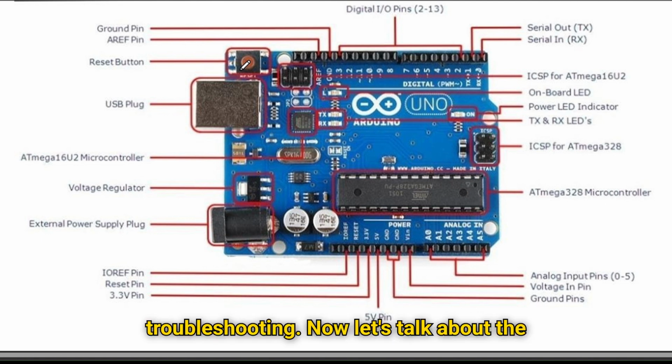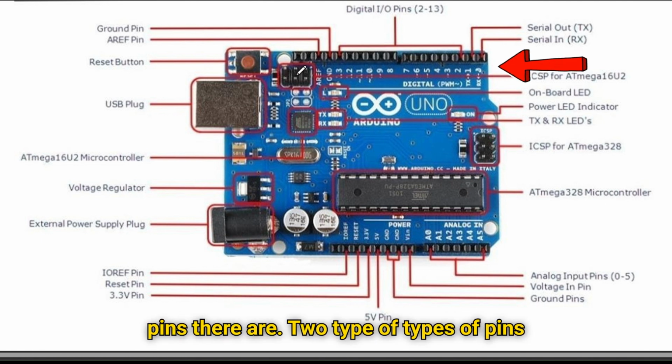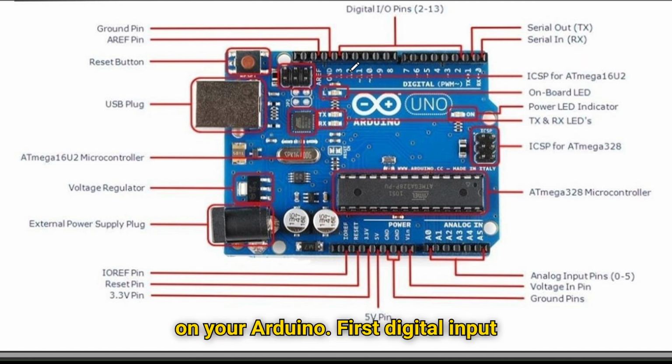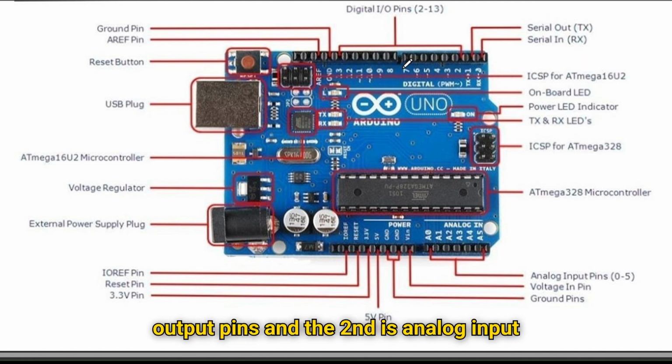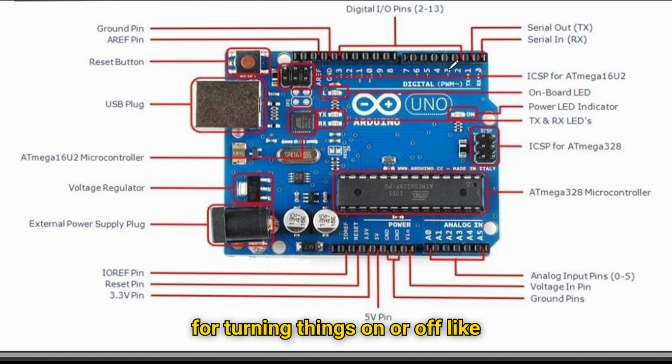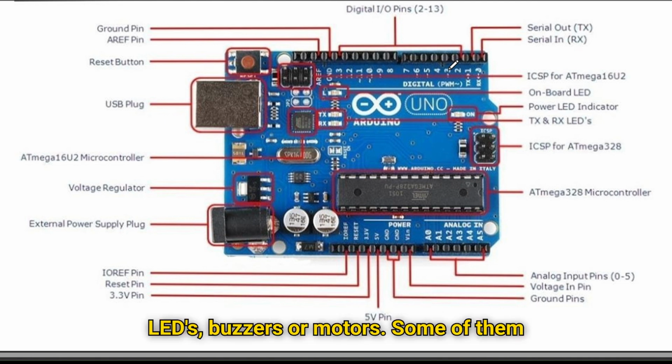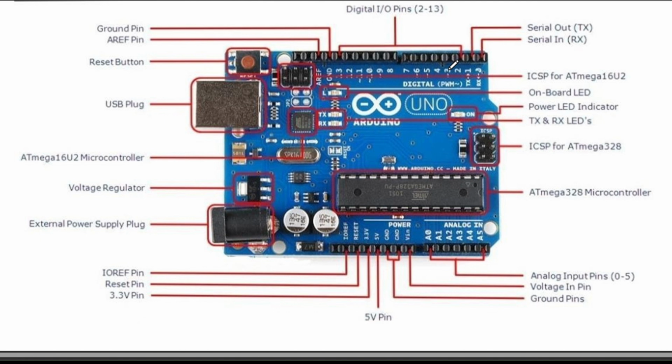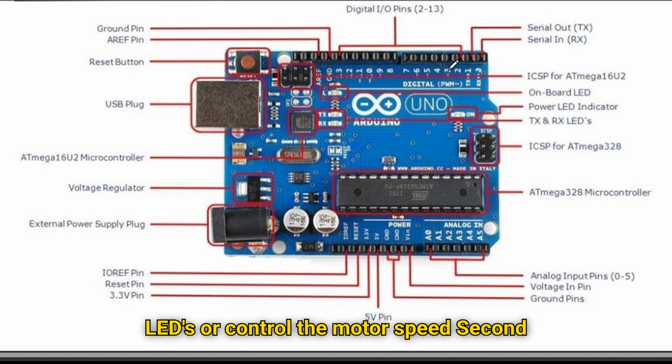Now, let's talk about the pins. There are two types of pins on your Arduino. First, digital input output pins, and the second is analog input pins. First, we will see the digital input output pins. That is here, digital input output pins. These are used for turning things on or off, like LEDs, buzzers, or motors. Some of them even support PWM, which helps you dim LEDs or control the motor speed.